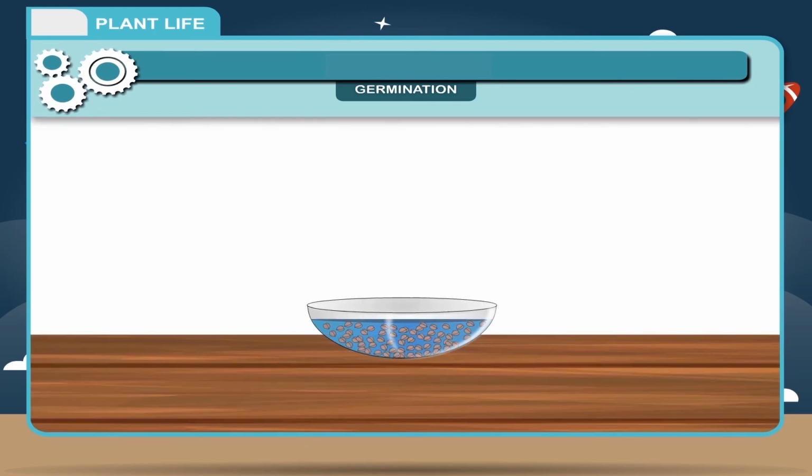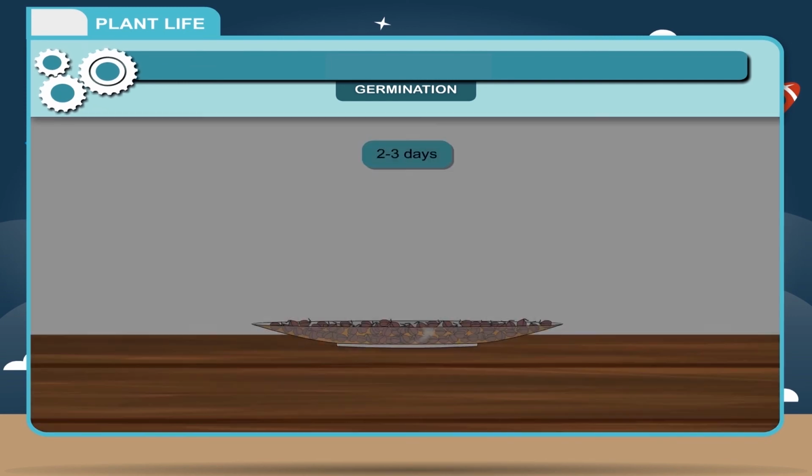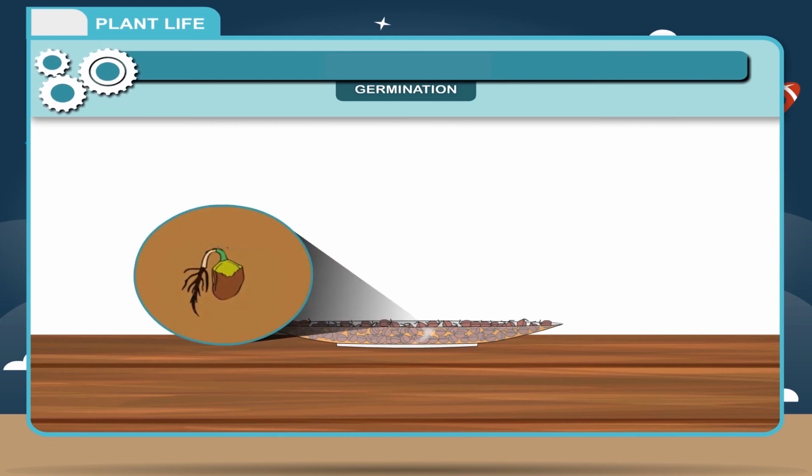Activity. Soak the pea and gram seeds in water for 12 hours and put them in a plate filled with sand or soil. After 2 to 3 days, they will germinate. Now, uproot and study this plant. See the root and shoot system in the germination stage.